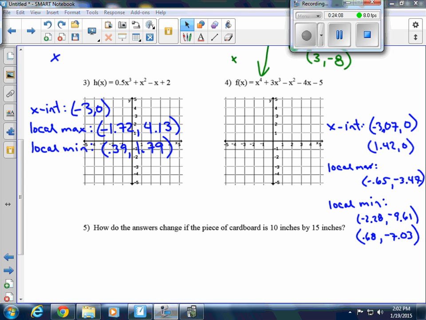And there are the answers to guided practice questions 3 and 4. I just graphed them on my graphing calculator. I don't have them shown here, but the x-intercepts for number 3 are negative 3, 0, and there's your local minimums and your local maximums, also for question 4 over there.